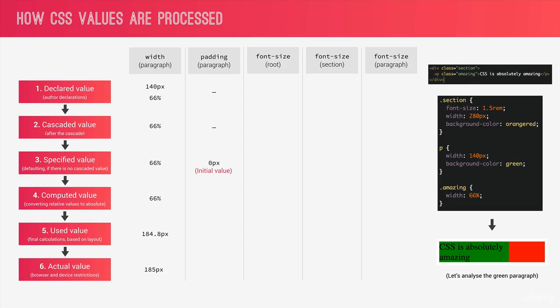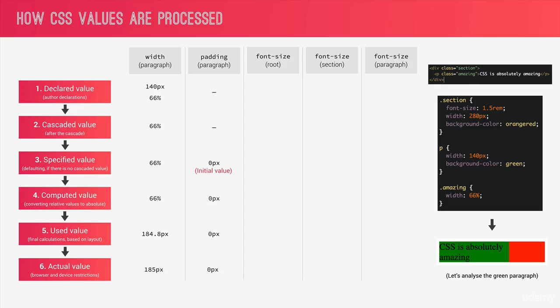Now, different properties have different initial values, of course, and for padding it's 0 pixels, which makes a ton of sense actually. Because if we declare no padding, that should probably mean that we don't want any, right? And so it's 0. And that's it. There's no more calculations to do, because it's already an absolute unit, and so the computed, used, and actual values are all just 0 pixels.